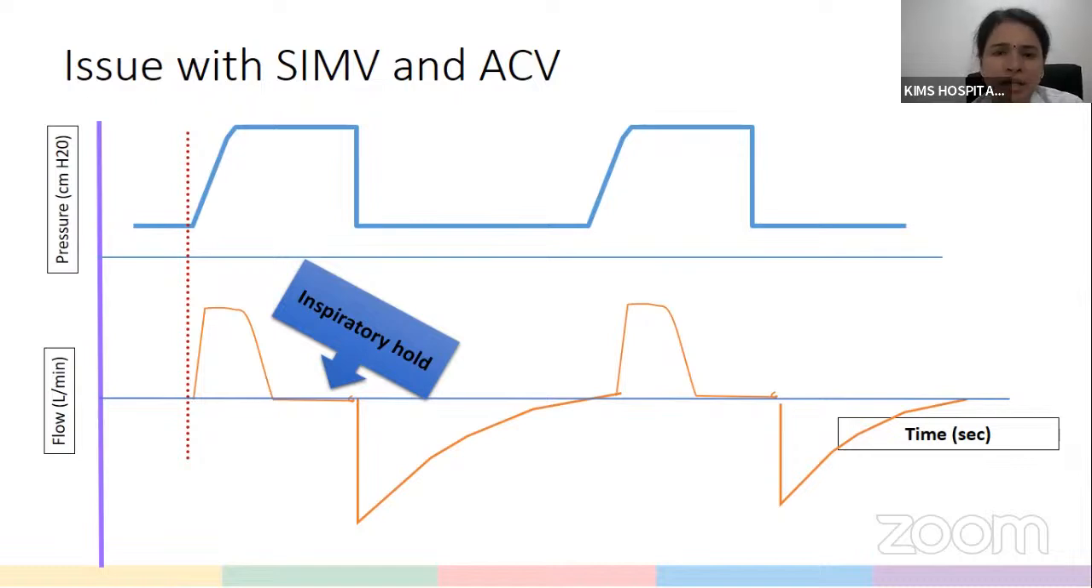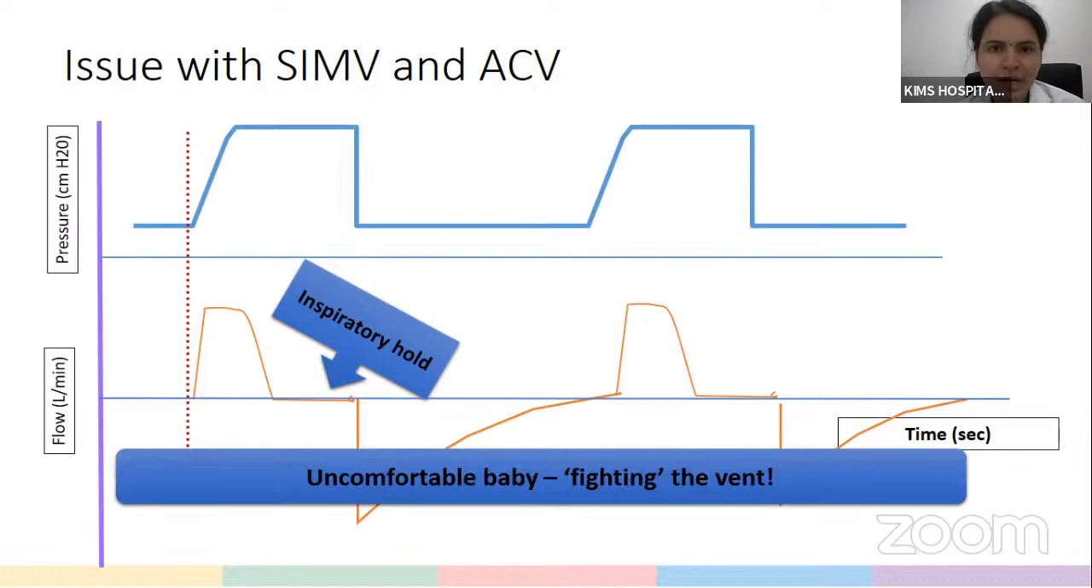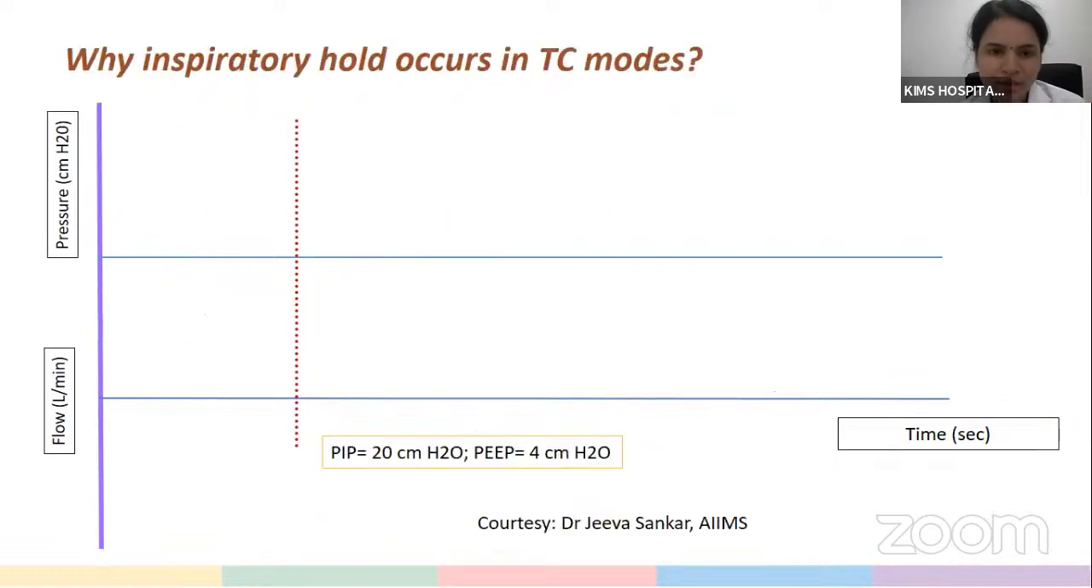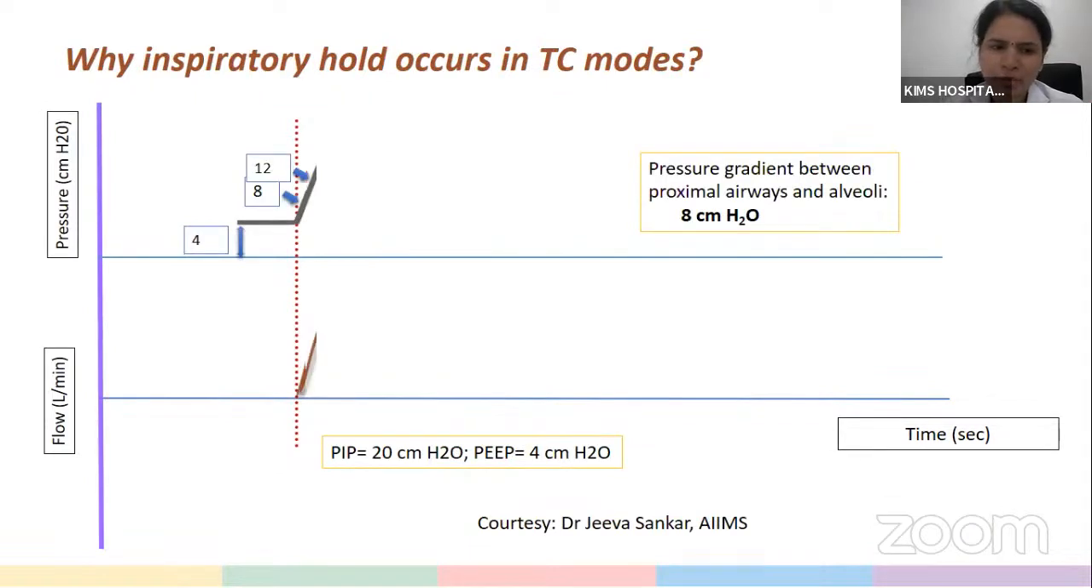This may come with an advantage. The proponents of time cycled modes of ventilation say inspiratory hold is helpful because the patient's lungs are maximally inflated at the peak inspiratory pressure, and this actually helps in gas exchange. But the proponents of flow cycled ventilation say it results in expiratory asynchrony because the baby wants to breathe out and we are not allowing the baby to breathe out. So this can result in the baby trying to fight the ventilator. Now, why does this inspiratory hold actually occur in time cycled modes?